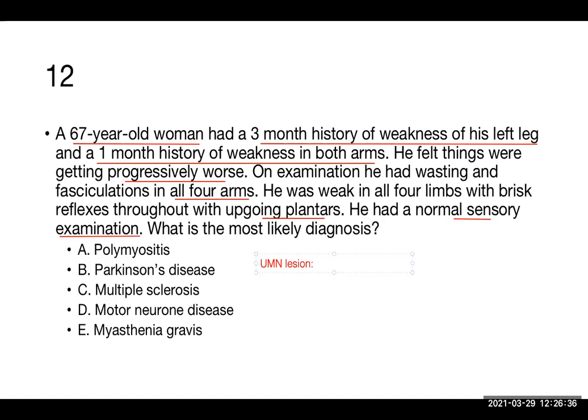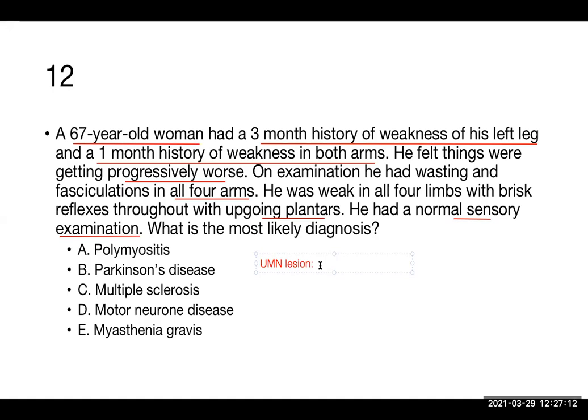UMN lesion means involvement of upper motor neuron fiber. And upper motor neuron fiber always starts from the cerebral cortex and ends on two important areas. Where do they end? These are corticonuclear fibers and corticospinal fibers, like from the cortex to the nucleus in the brainstem, or from the cortex to the spinal cord. Exactly, it's absolutely correct.